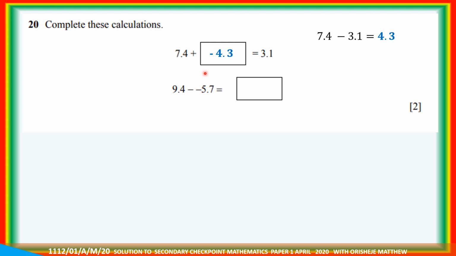The next question is 9.4 take away negative 5.7 to give me what? So here you have a double negative operation, so that is equivalent to addition. So 9.4 take away negative 5.7 is the same thing as 9.4 plus 5.7, to give me 15.1. So that is what is missing there.